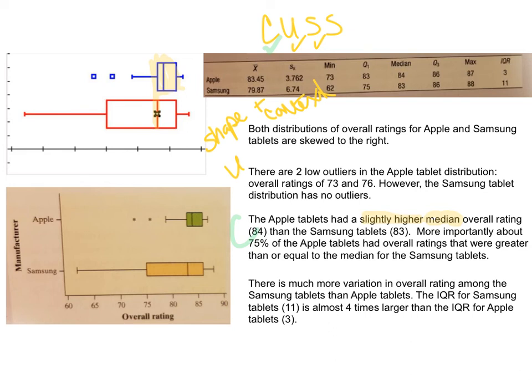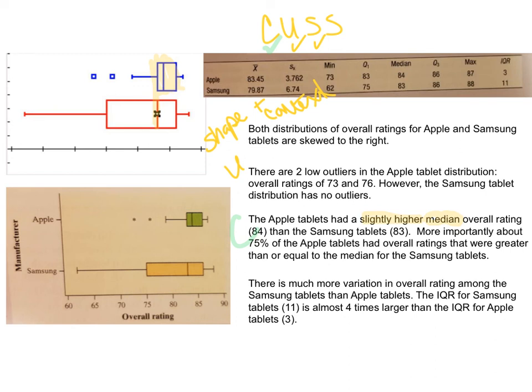Okay. The final thing I'm missing then is spread. So this is my final part. There is much more variation in overall rating among the Samsung tablets than the Apple tablets. It's easy to see just by looking, observe the range. The IQR for Samsung tablets, 11, is almost 4 times larger than the IQR for Apple tablets, which is 3.